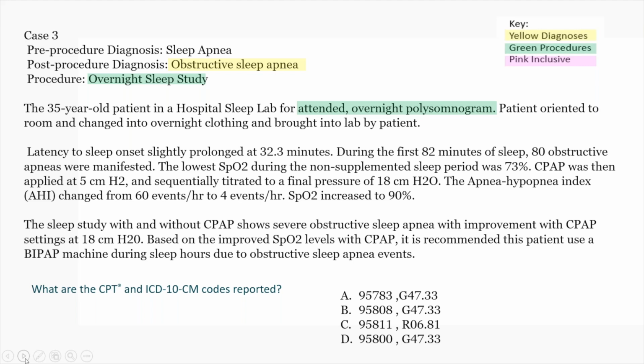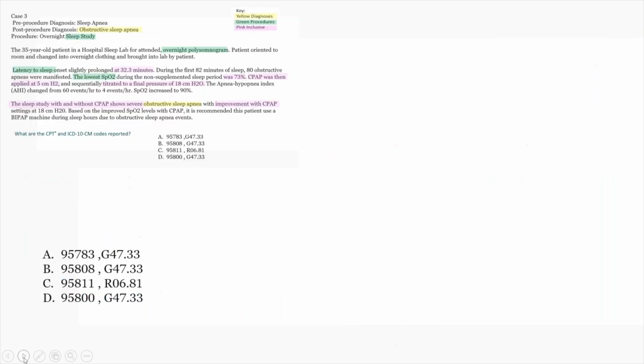It is an attended overnight polysomnogram, and latency to sleep was slightly prolonged at 32.3 minutes. During the first 82 minutes, there were around 80 obstructive apneas. The lowest SpO2 was 73%. The CPAP was then applied at 5 centimeters H2O and finally sequentially titrated to a final pressure of 18 centimeters H2O. And the sleep study with and without CPAP shows severe obstructive sleep apnea.